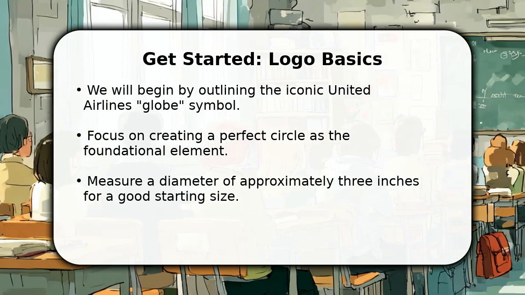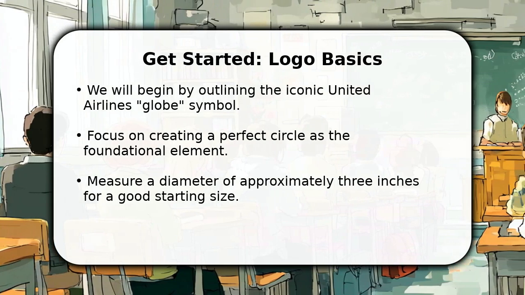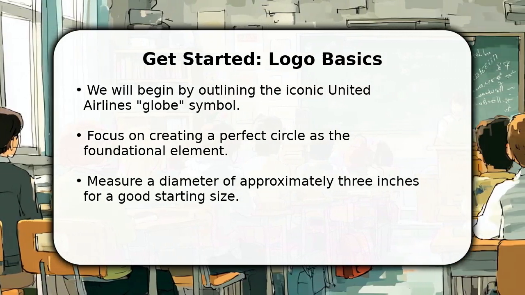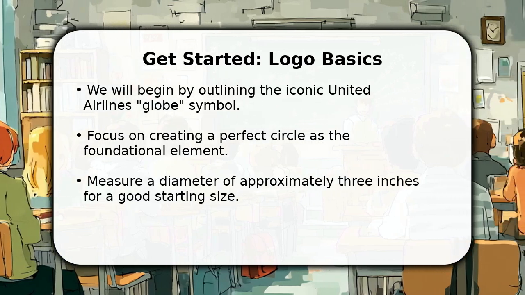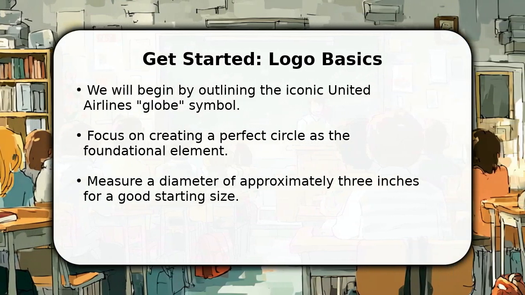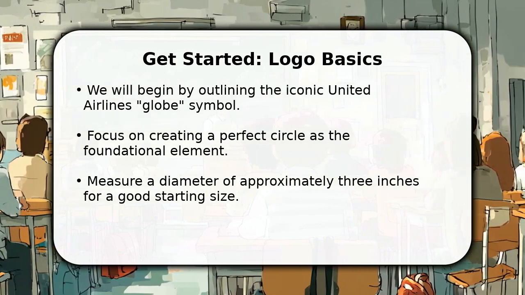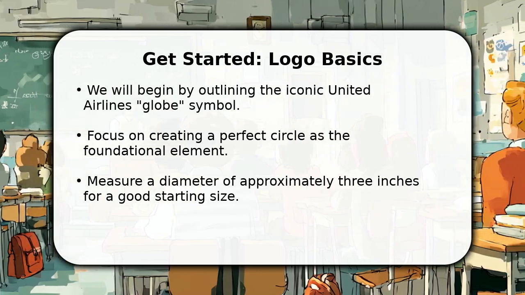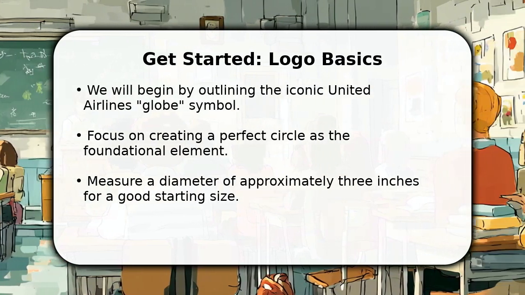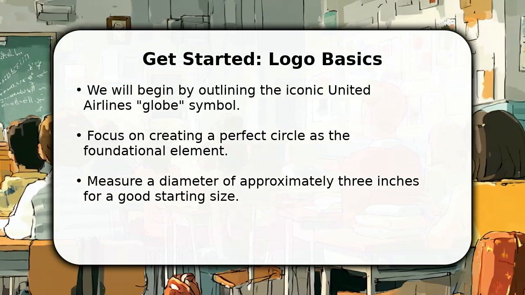In this video, I will show how to draw the United Airlines logo. Begin by lightly sketching a perfect circle on your paper. This circle serves as the foundational base. Precision is key for a balanced design, so take your time with this initial step. Aim for a diameter of around 3 inches, which provides ample space for the intricate details we will add later on. Remember to keep your initial lines light, as we will refine them extensively throughout our process.